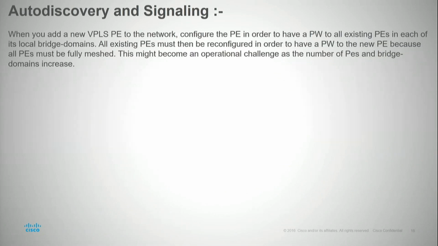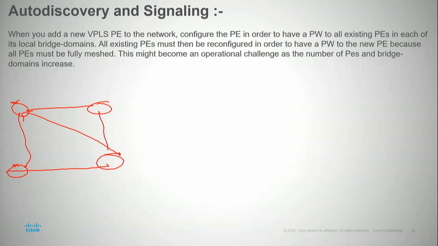Auto discovery and signaling. When you add a new VPLS PE to the network, you configure the PE in order to have a pseudo wire to all existing PEs in each of its local bridge domains. All existing PEs must be reconfigured in order to have a pseudo wire to the new PE, because the PEs must be in a full mesh. Suppose I have these many PEs configured here; they will have a full mesh of pseudo wires with each other. So if I am adding a new device, I need to configure here.